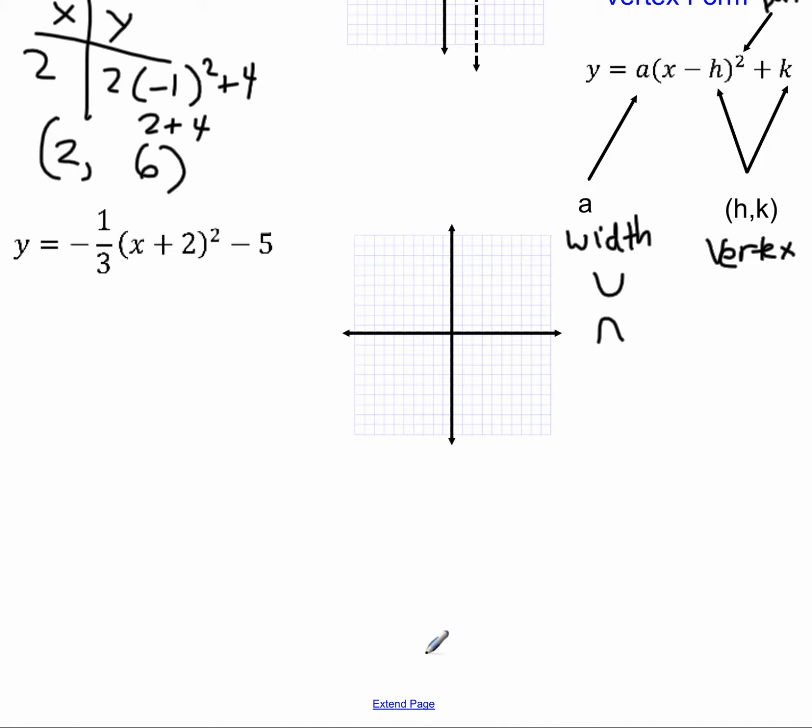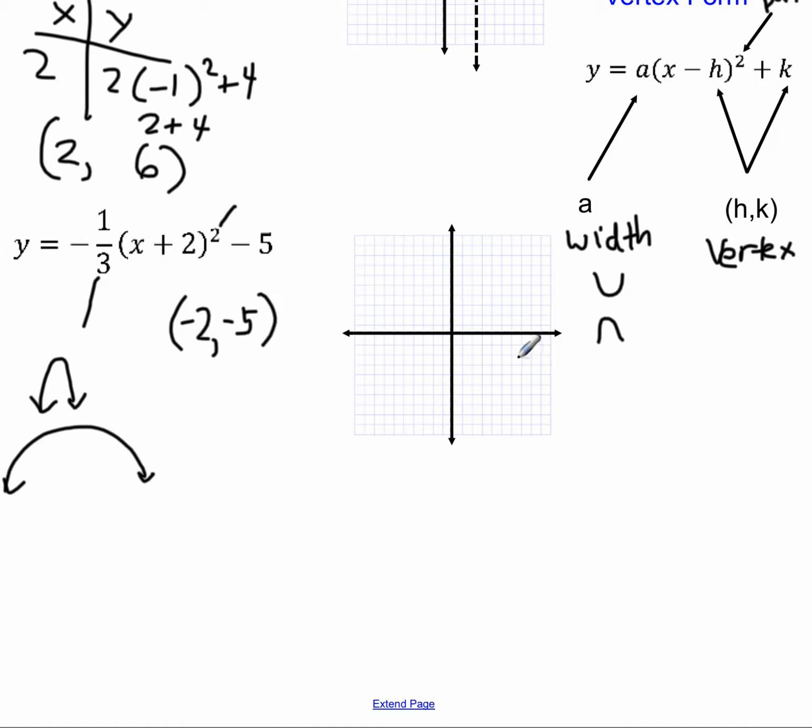I'm going to go down a little bit. I can still see my vertex form here. I know this is a parabola because of the squared. Okay, I've got an a that is equal to negative 1/3. Well, negative is going to make it turn downward, and 1/3 is going to make it kind of wide. Again, you're going to learn that as you go through the lesson. Also, you'll see that the signs are opposite the signs here. So that's going to make my vertex at (negative 2, negative 5).